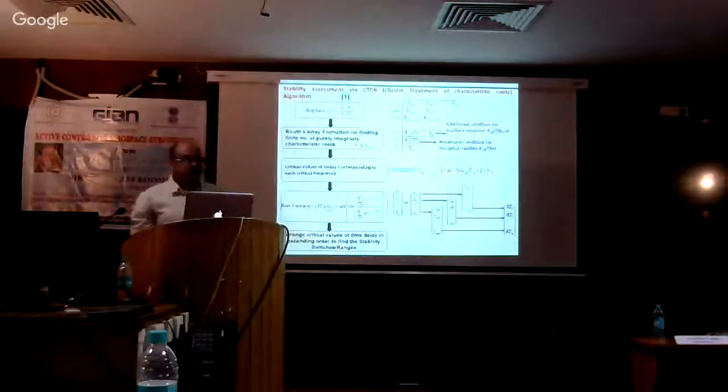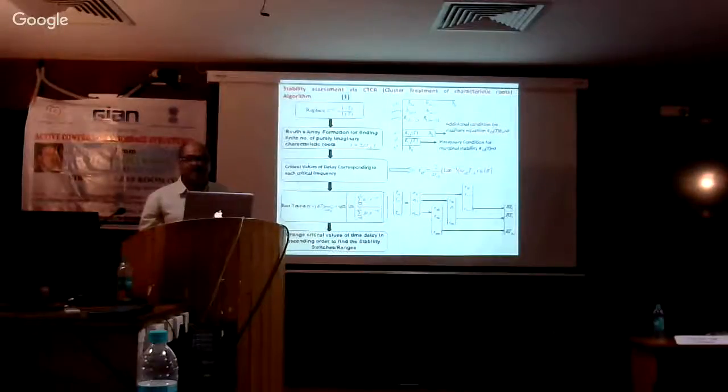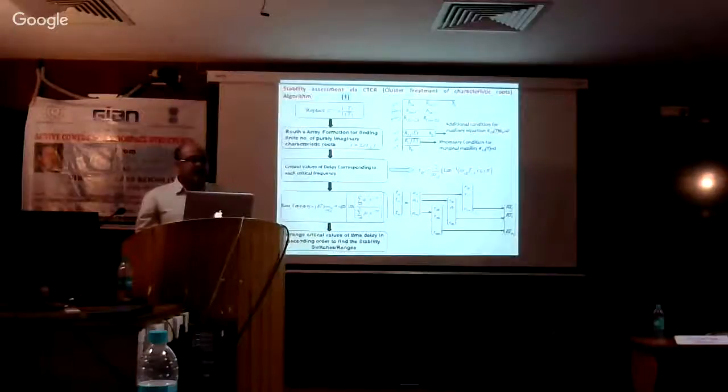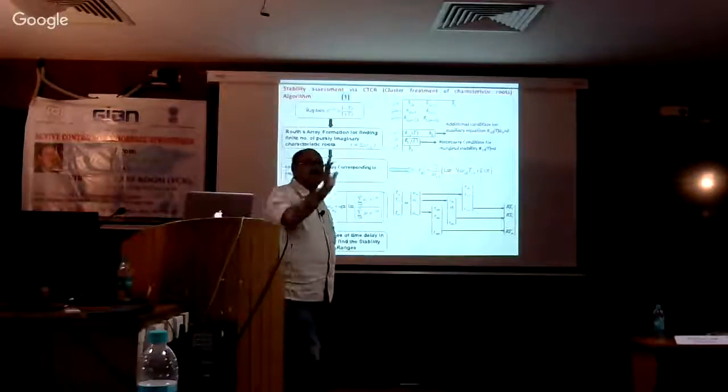I'm not going into the formula. So first you find all the critical values of delay. These are the critical values of delay which you have computed. This is the formula that they use. It's a very simple formula to compute. Once you know the critical values of delay, you have to find the tendency, the root tendency. It's nothing, very simple thing.